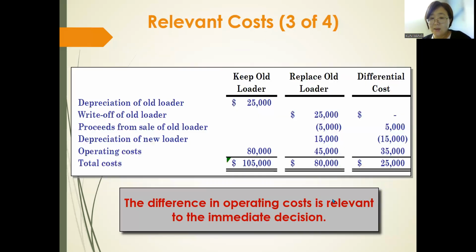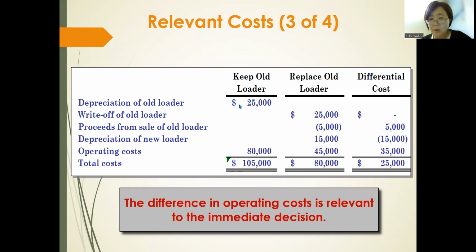And thirdly, the difference between the operating costs is relevant as well. So you can use a full analysis. This approach they call total cost analysis. In total cost analysis, you present the total cost for each of the options.